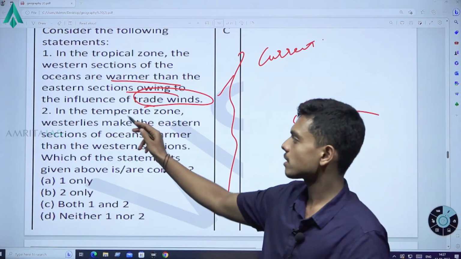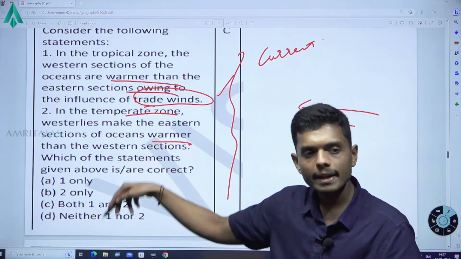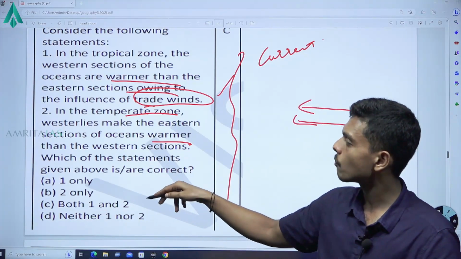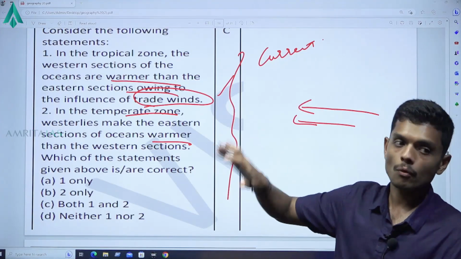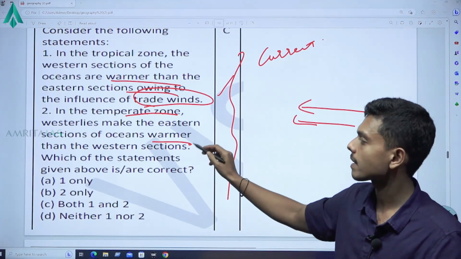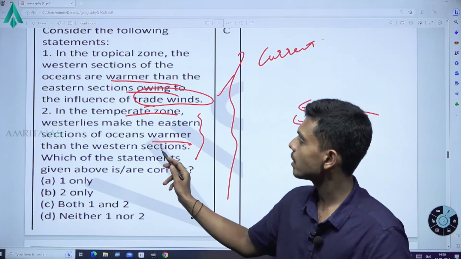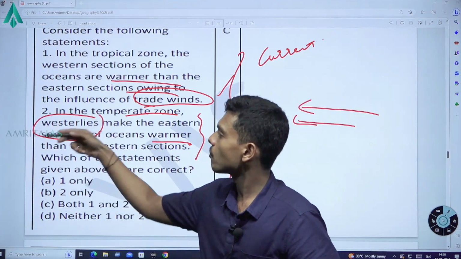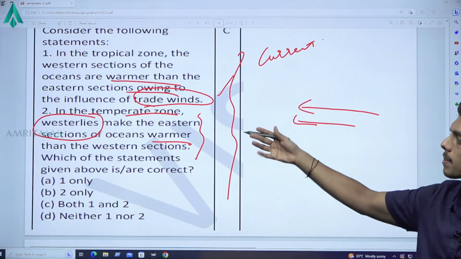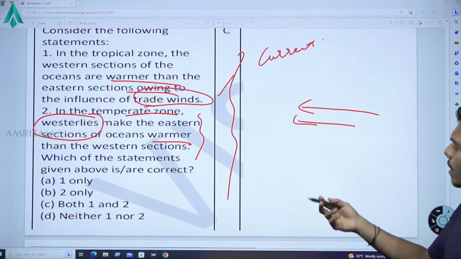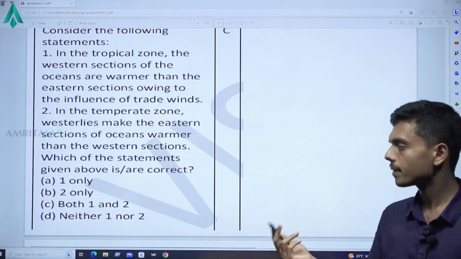Second statement, in the temperate zone, westerlies make the eastern sections of oceans warmer. Yes, you can also link it with the warm currents, the warm currents which flow from west to east, for example, the North Atlantic Drift. That is also not just the westerlies, but it can also be due to the warm ocean currents. So this year they can interchange the concepts and ask. And also they can ask whether any current is a warm current or cold current.